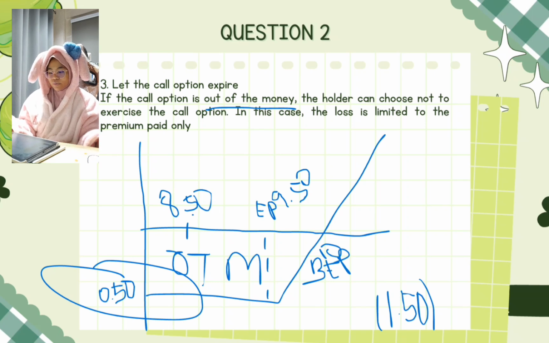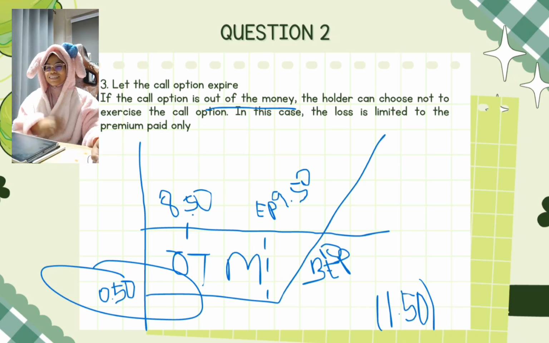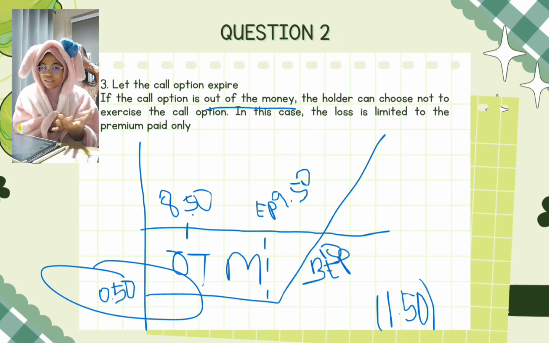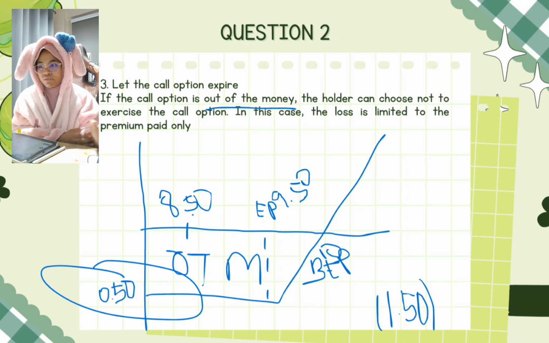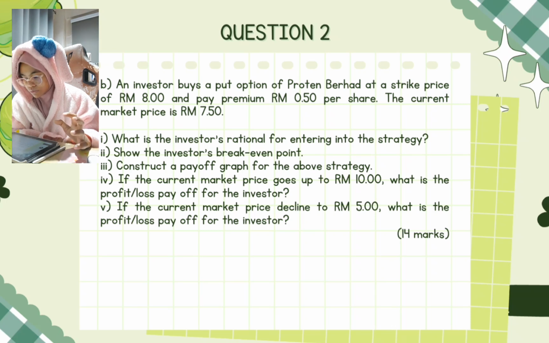just let the call expire, because if it is out of the money, the loss is limited to the premium paid only. So the loss will be capped at 50 cents instead of, if you exercise it, you have to bear the loss of 1 ringgit 50 cents instead of only 50 cents. Okay, next is question 2b.